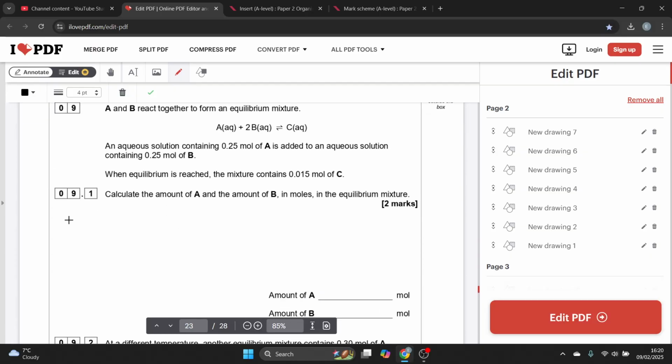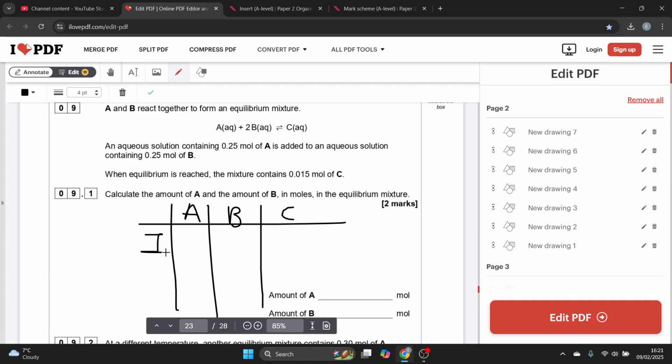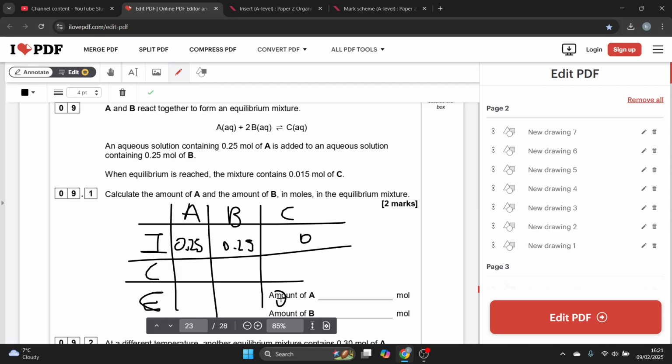Then question 9, calculate the amount of A and the amount of B in the equilibrium mixture. An aqueous solution containing this much A is added to this much B. Okay, so I would always use the ICE method. A, B, C, I, C, E. And the more you practice the ICE method, the faster it gets. So 0.25 initially, 0.25 initially, 0 initially, and I've got 0.015. So I've added 0.015, so on the left hand side I'm going to do minus 0.015, and on this one minus 0.015 times by 2, because it's a 2 to 1 molar ratio.